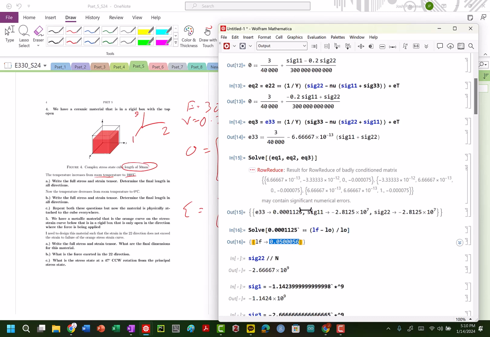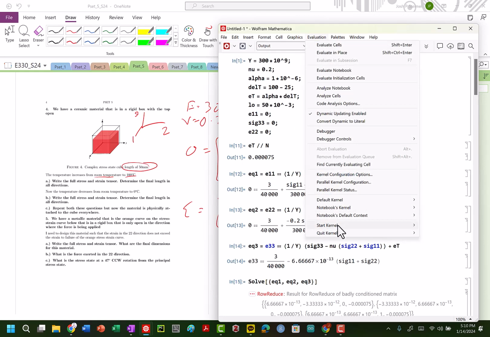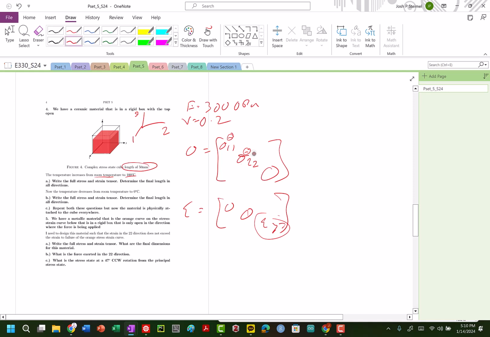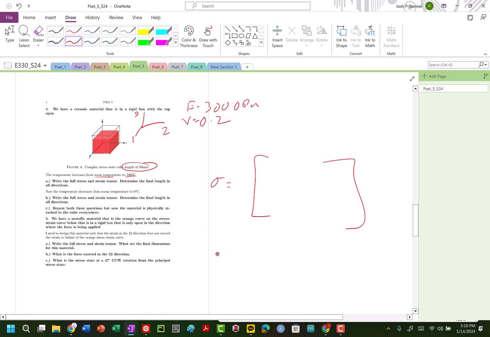Now the temperature decreases from room temperature to 0. Again, I'm going to just delete that. Actually, let me erase. If we decrease temperature now, what's going to happen? My stresses are all 0, 0, 0, and there will be strain in the 1-1, strain in the 2-2, strain in the 3-3. That's it, because again, it's decreasing, it's contracting, and there's nothing saying that we're constrained effectively. So let's go ahead and solve it.